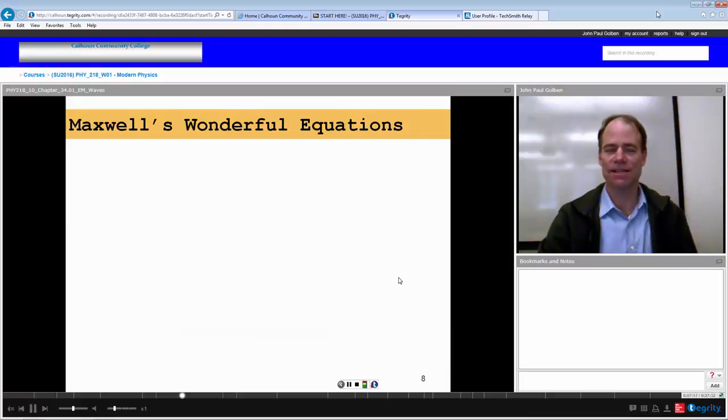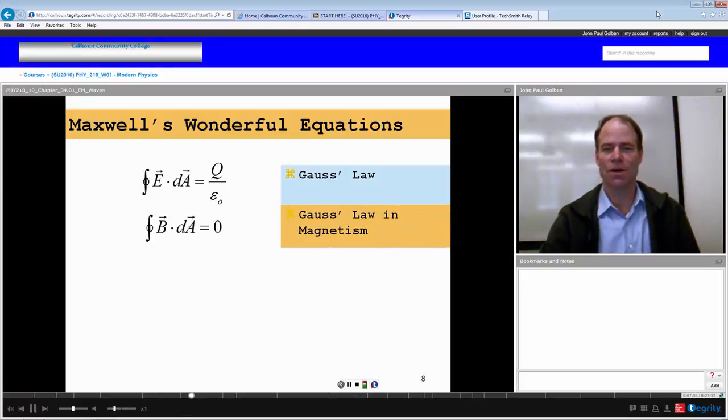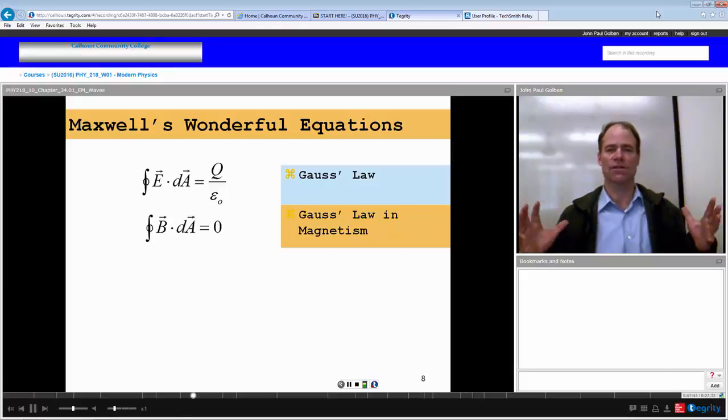These kind of ideas lead to Maxwell's wonderful equations that describe all electromagnetic phenomena. We have Gauss's law, which is that the integral of the E field over some surface area is equal to the charge enclosed by that surface area over a constant epsilon naught. We also have Gauss's law in magnetism, that the magnetic field over a closed surface is equal to 0, because there's no way you can enclose a magnetic monopole. You always have these closed loops.